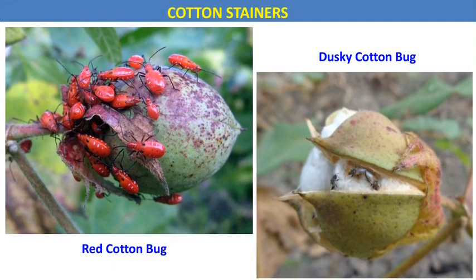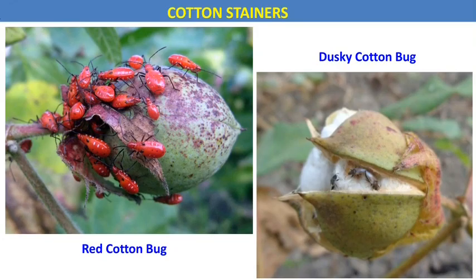Then next is the cotton stainer. Mostly there are two types of cotton bug: the first is the red cotton bug, and the second is the dusky cotton bug. Both are sucking pests, hence the damaging stage is both nymphs and adults. In case of red cotton bug, both nymphs and adults suck the cell sap from developing bolls, and as a result of feeding, in case of severe infestation, the bolls prematurely open. After that they also attack inside the bolls. They also suck the cell sap from the tender lint and the seeds.